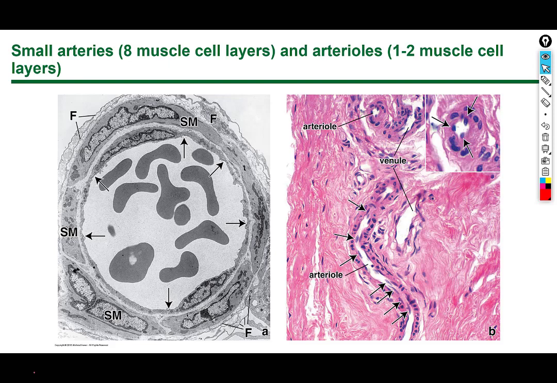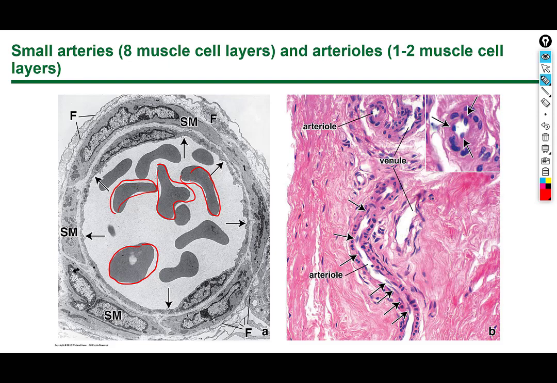So on the left here, we see a transmission electron micrograph. So these little guys are going to be red blood cells in various views. Oops, sorry, I was itching my chin and I hit the mic. I hope that wasn't too loud for you.